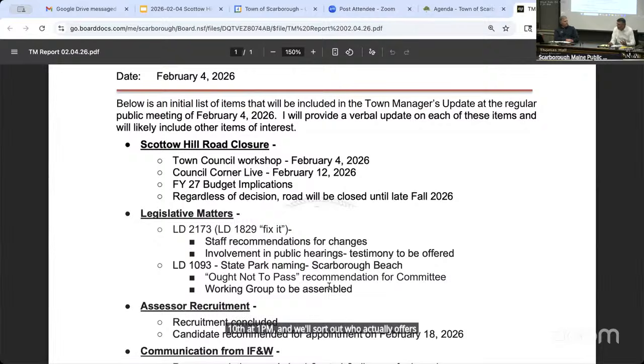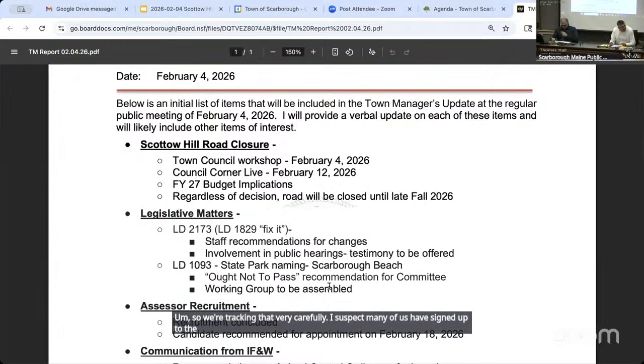I think a number of councilors have offered that, and I think it would be really powerful, frankly, if an elected official is the one that delivers that. But if not, staff is prepared to do that. So we're tracking that very carefully. I suspect many of us have signed up to the tracking system with the legislature, and we're getting notices when hearings are scheduled. So we'll stay on top of these.